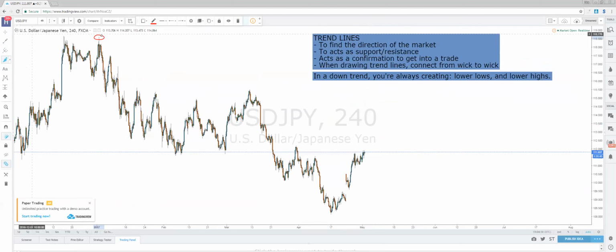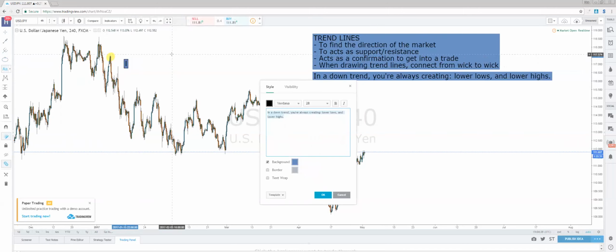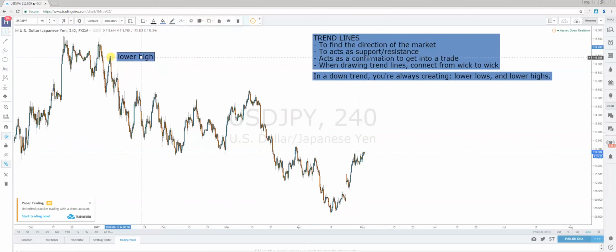This point right here is called a lower high, and what that means is this high, this peak, is lower than this previous peak here. This is pretty obvious, right? This is not as high as this, so this is called a lower high.